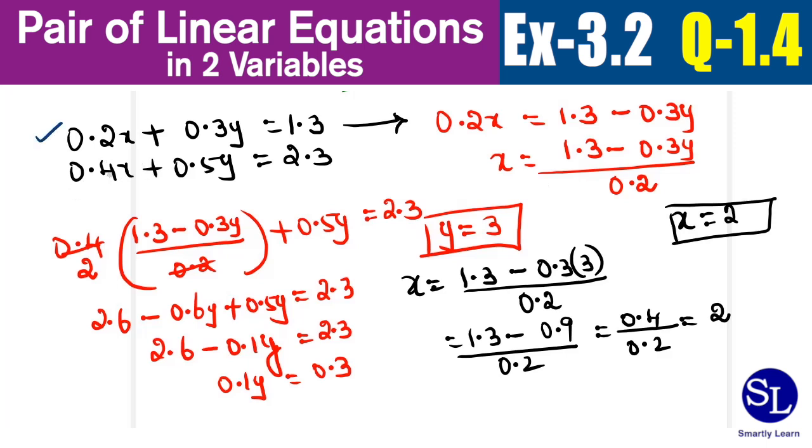Now, 2 into 0.4 is 0.8 plus 0.5 into 3 is 1.5. So 0.8 plus 1.5, 2.3. So in both the substitutions, we are able to verify the condition of the equation. So we know that our answer x is equal to 2 and y is equal to 3 is correct.